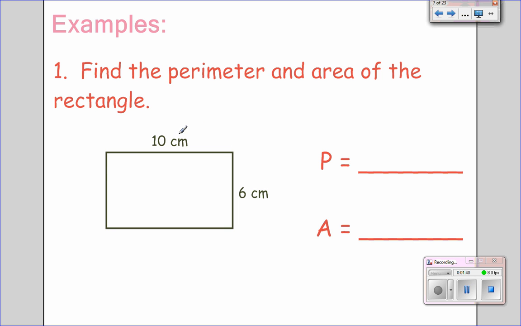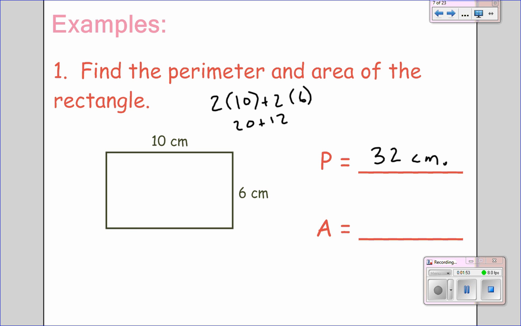So the perimeter is going to be 2 times the length, so 2 times 10, plus 2 times the width. So 20 plus 12 equals 32 centimeters. Don't forget your unit. Now the area is going to be length times width. So 10 times 6, which equals 60 centimeters squared. For area, you have to put a squared in the unit because area is two-dimensional because it takes into account length and width multiplying.